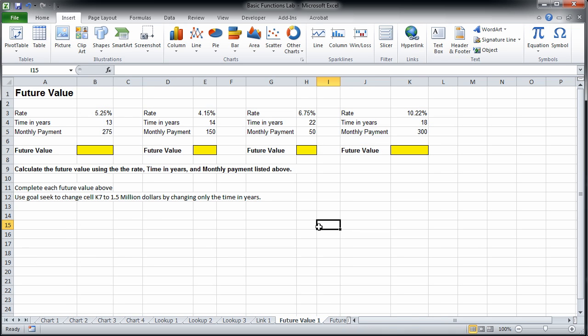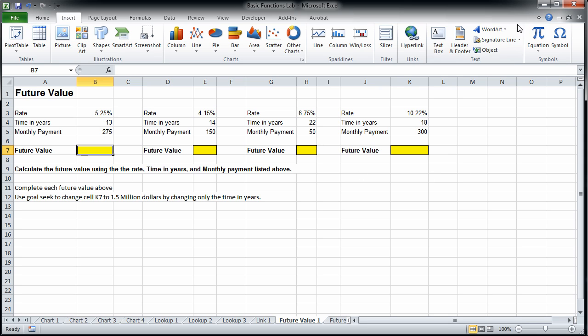So, future value function. A lot of other videos on this, so I'm going to go through it real quick. Future value function is the idea of what is the value of my money in the future, essentially. So each month, I'm going to make a $275 payment for 13 years. So remember, that's 13 years times 12 months, right? And I'm going to get an interest rate of 5.25%.